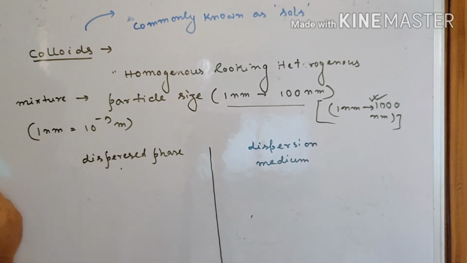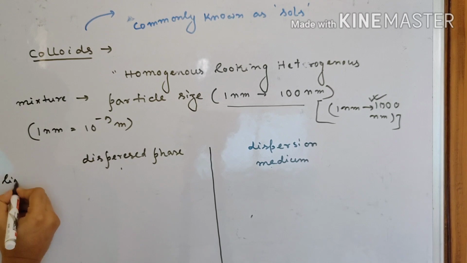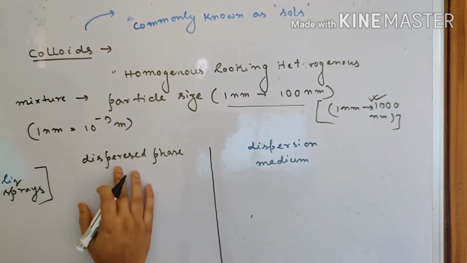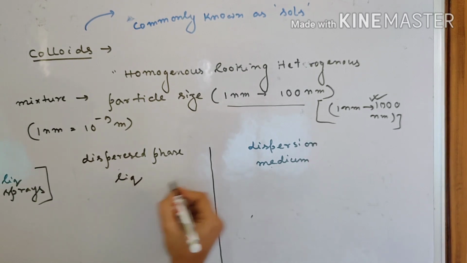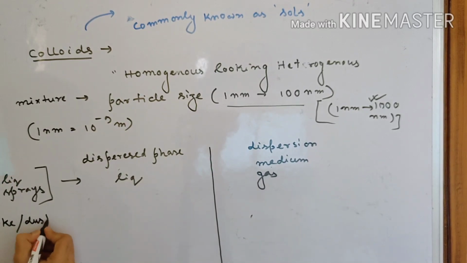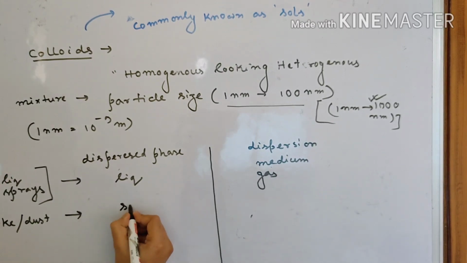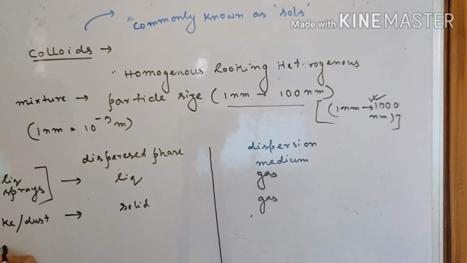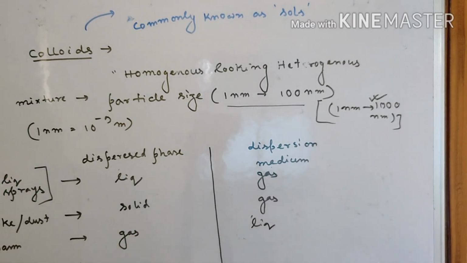Suppose we take fog, or liquid sprays, the sprays that we use. These are called aerosols, right? Here you will find the dispersed phase as liquid and the dispersion medium as gas. If you take the example of smoke or dust, there you will find the dispersed phase as solid and the dispersion medium as gas. If you take foam, in case of foam, this one becomes gas and this one becomes liquid. Another very easy example, foam is like soap water, soap lather rather.